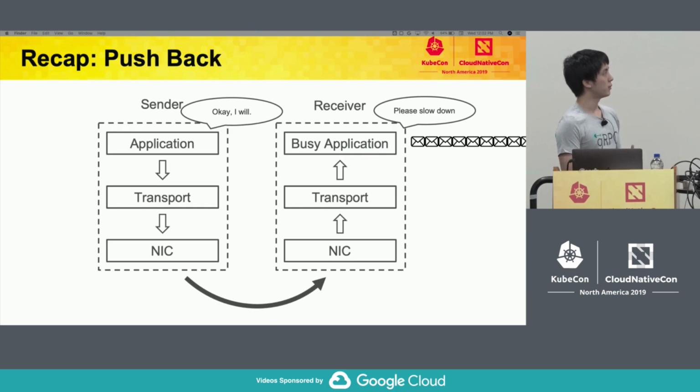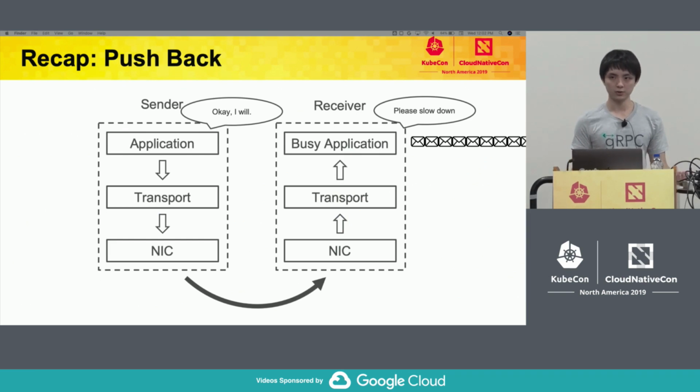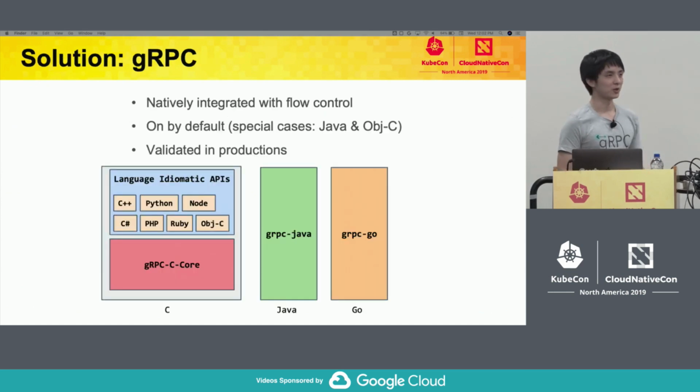So if you still remember, the idea of flow control is very simple. You just want to signal the sender to slow down. Why do we need to know all these complicated algorithms and comparisons? Well, you don't, because we got gRPC.